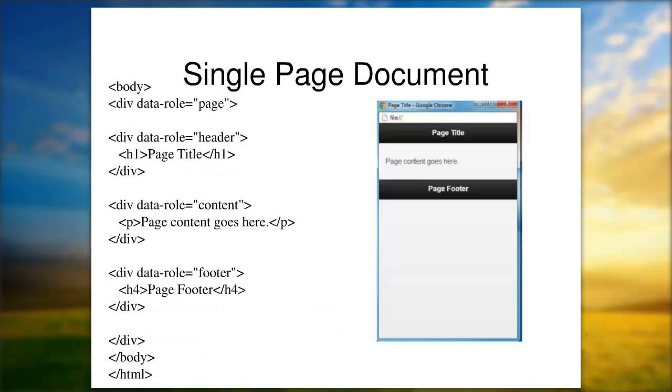All right, this is an example of how we can create a single page document. So let's take a look at the HTML. Here we have a body, and inside the body we have an enclosing div with the data-role equals page. So that means that all the content inside that opening and closing div is going to be the content for the one page.